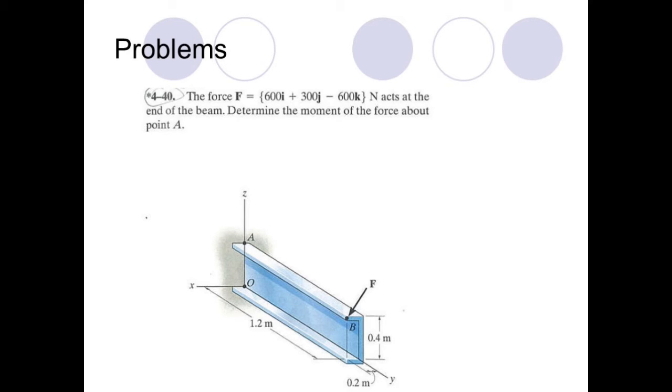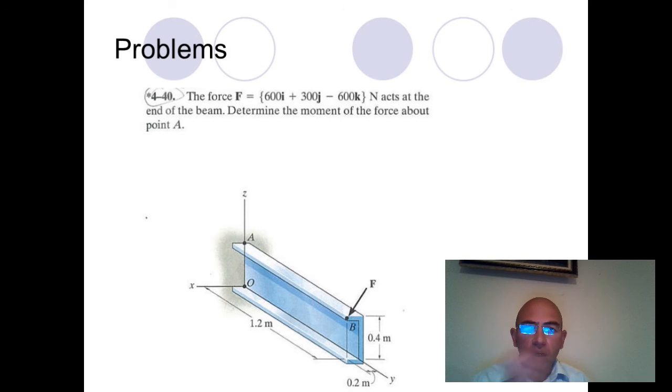Okay, so our problem is 440. Let's read the question first. The force F = 600i + 300j − 600k in newtons acts at the end of the beam. Determine the moment of the force about point A. So we are asked for the moment of the force which acts at point B about point A.